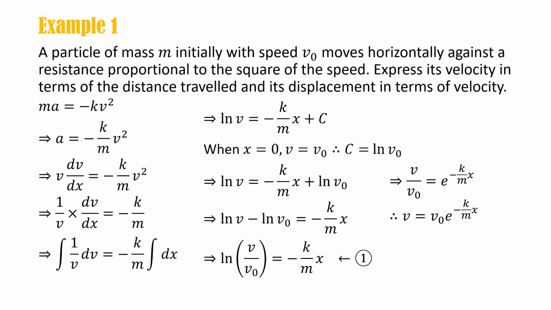And now we want displacement in terms of velocity. This is where we go back to equation 1. We want its displacement x in terms of velocity v, so I'm just going to divide both sides by k on m. If I'm dividing by negative k on m, I'm multiplying by its reciprocal, negative m on k. So therefore, our displacement is going to be negative m on k times the natural log of v over v0.